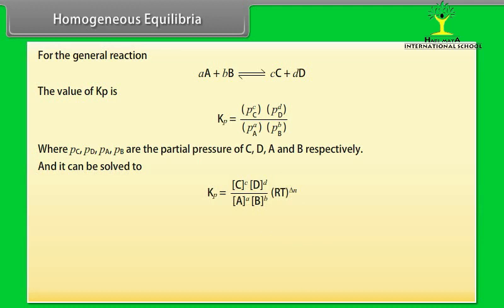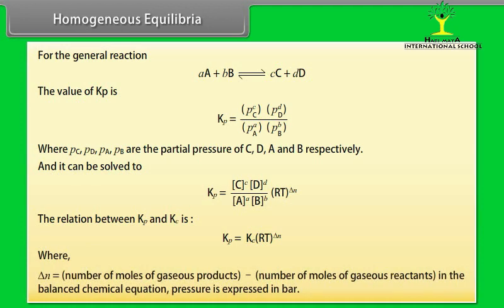to the relation between Kp and Kc. Kp is equal to Kc into RT raised to the power delta N, where delta N is equal to number of moles of gaseous products minus number of moles of gaseous reactants in the balanced chemical equation. Pressure is expressed in bar.